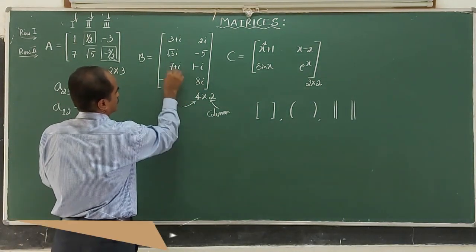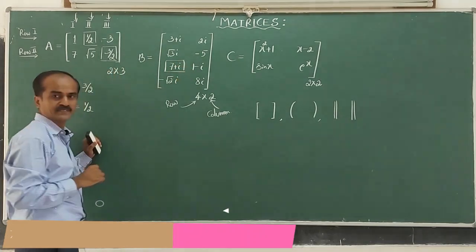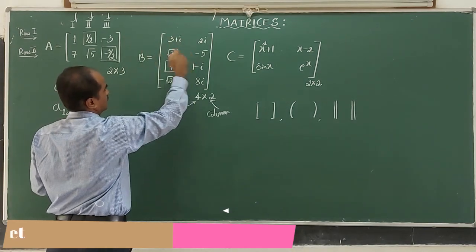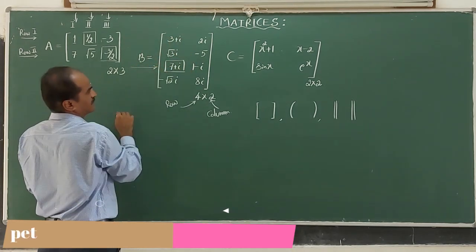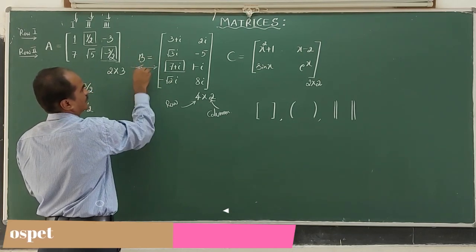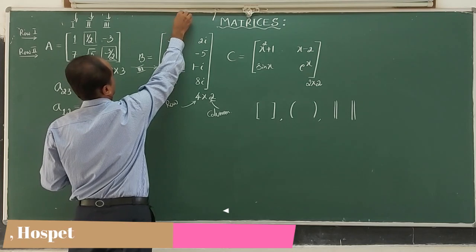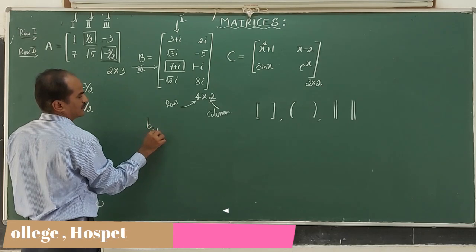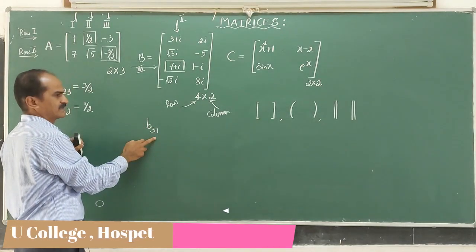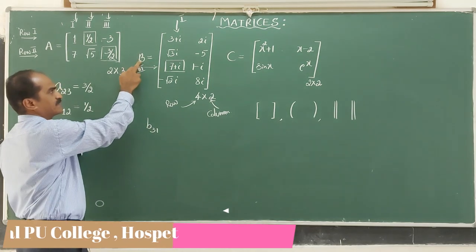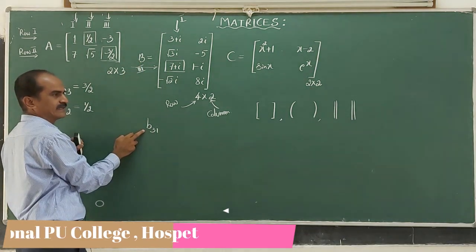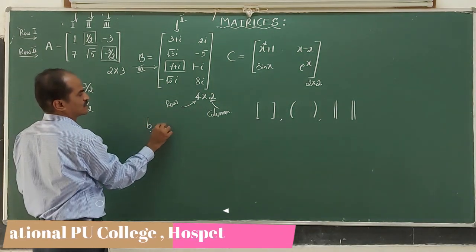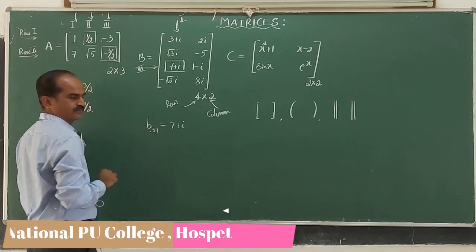Now, can I tell what is the position of this element? In which row is it present? First row, second row, third row. So it is present in the third row. In which column is it present? In the first column. So therefore I can write its position as B31. I wrote B just for convenience; I could use A. Since I named the matrix as B, I wrote small b, indicating it is an element of the matrix B present in the third row, first column. So what is the B31 value? 7 plus i.